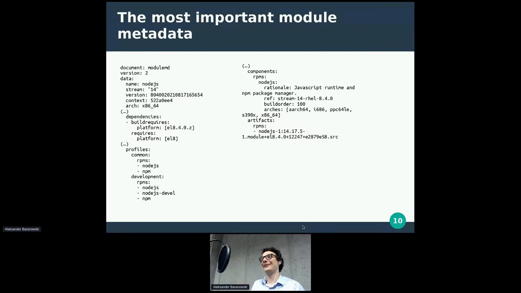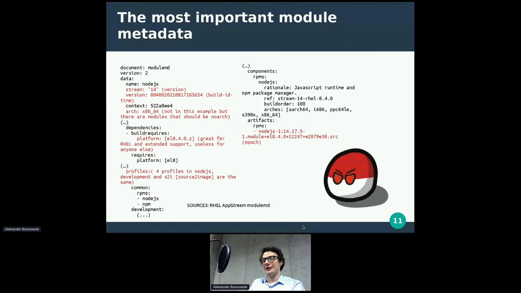And there is another thing that I really dislike about this. The first thing is the stream, but the stream is actually the version of the module, while you have a version that is actually more like a build ID, a time thing. You have the context that is really not used. When it comes to the arches of the module, this is not in this example, but there are modules that have no arch, so like universal packages that can be installed on any architecture. They could be no arch right here, but these modules always have the architecture of the main repository.